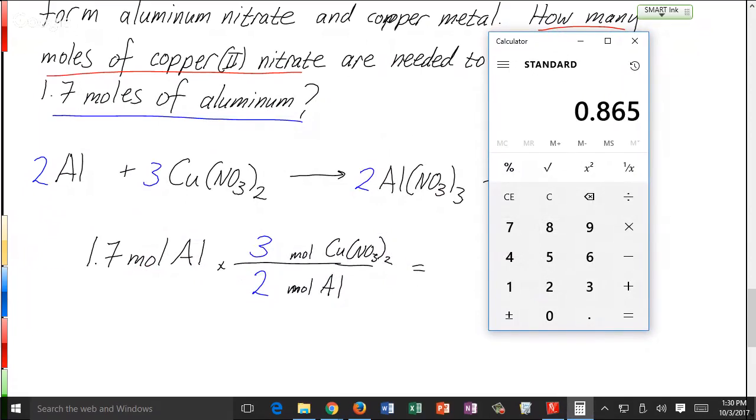That's not right. Hold on. 1.7 times 3 divided by 2. There we go.